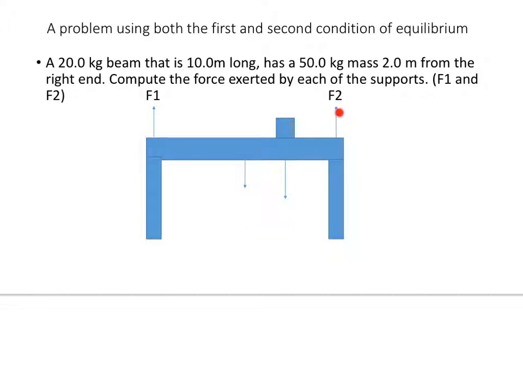So the support here and the support here would provide an upward force. By the way, notice that the weight of the beam is going to be one of the forces involved in this problem, and that's considered to act at what's called the center of mass. And the center of mass is the point where all of the mass can be considered to be acting. And as long as this is a uniform beam, that would mean that the center of mass acts exactly in the center of the beam itself.